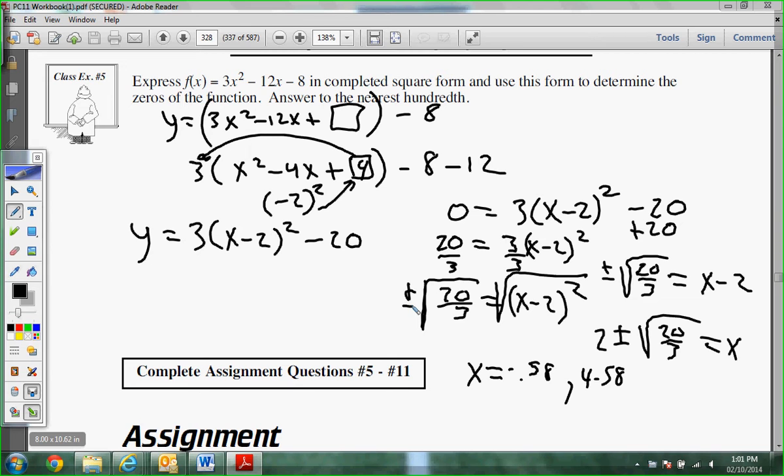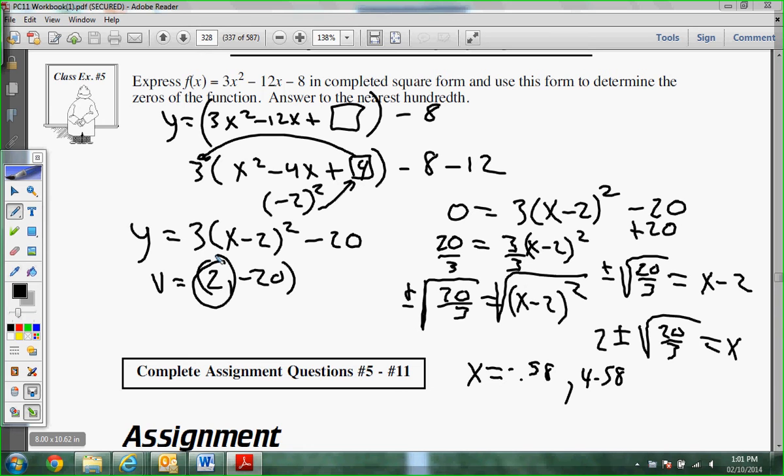Okay, now I want you to do something. What is my vertex here? What is my vertex? Positive 2, negative 20. Okay? Now what I want you to do is, what is 4.58 plus a negative 0.58? Come on. 4. What is 4 divided by 2? What was I just doing? What do we know about parabolas?